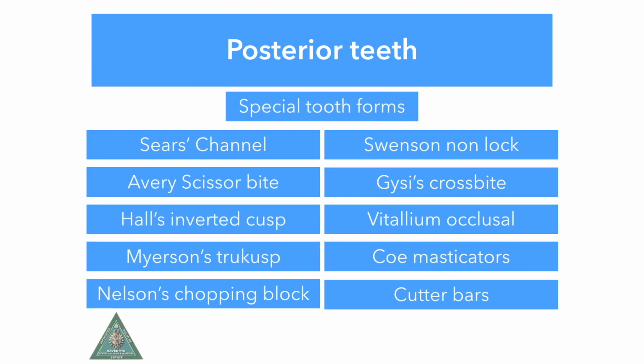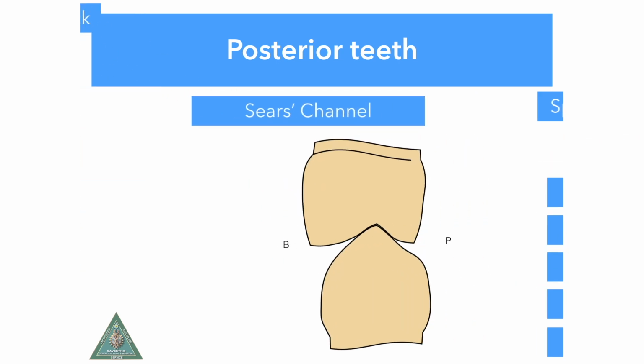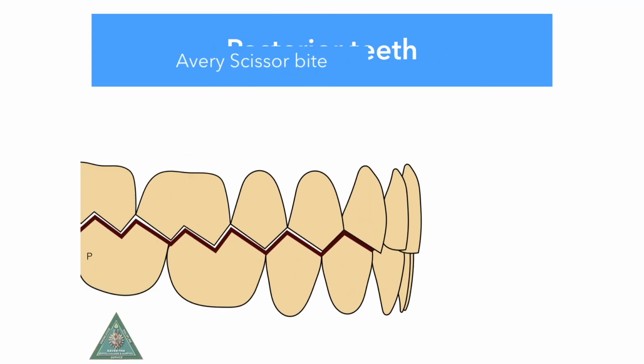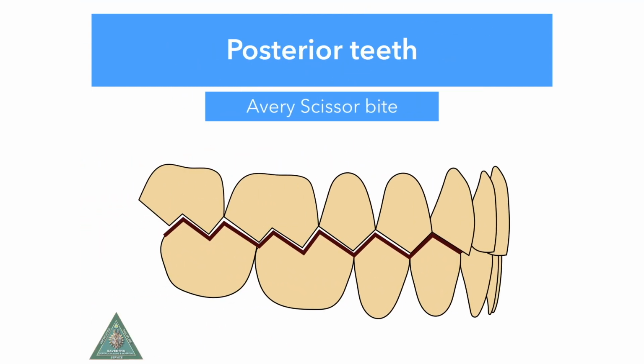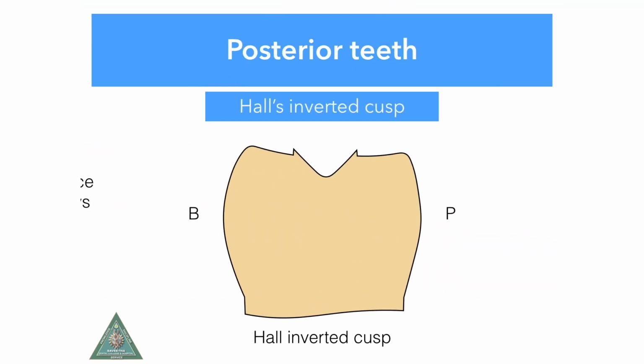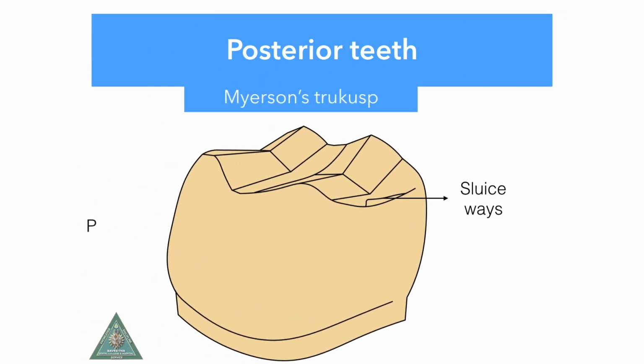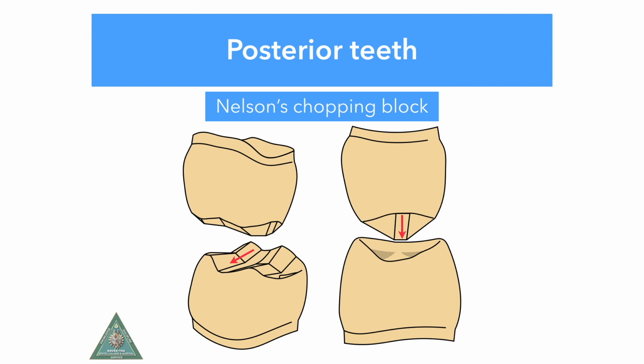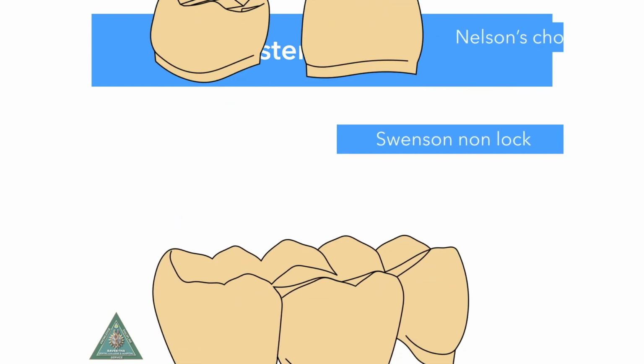So there are special tooth forms as well. These are more of historic interest, except the Gysi crossbite. The Sears channel tooth has a channel in the upper tooth and a ridge in the lower tooth. The Avery scissor bite is similar to the channel tooth, the only difference being that the ridges run buccolingually. Hall's inverted cusp has a cusp pointed inwards and not outwards like a natural tooth. And Myerson's trucusp has a lot of sluiceways. Nelson's chopping block has two ridges in the upper and the lower tooth. There are no channels or sluiceways.